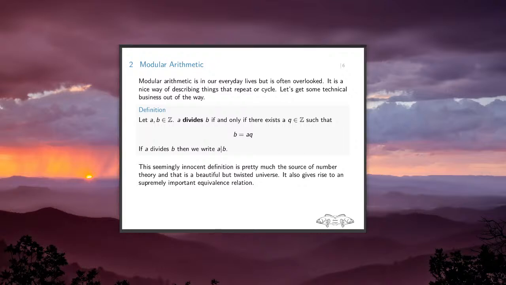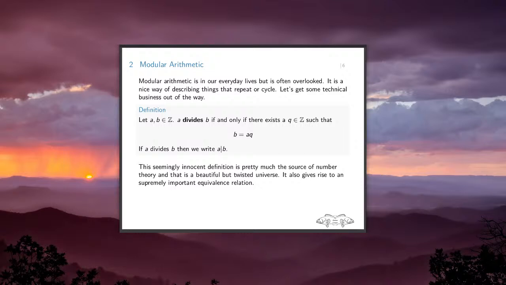But before we get to modular arithmetic itself, let's start with the fact that it is in our lives all the time. It's how we use clocks. It's how we tell what day of the week it is, or what month of the year it is. If you have something that's cyclic, modular arithmetic is a good way to deal with it, assuming it's also discrete.